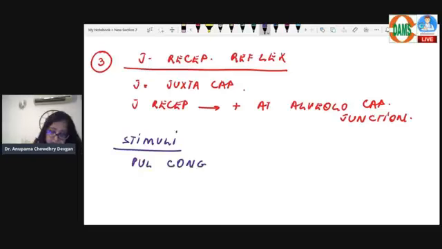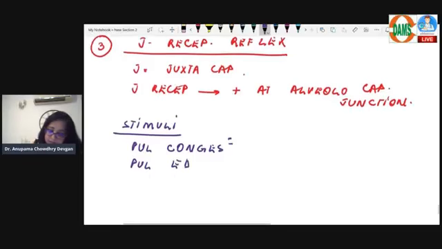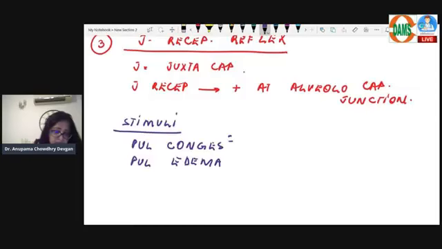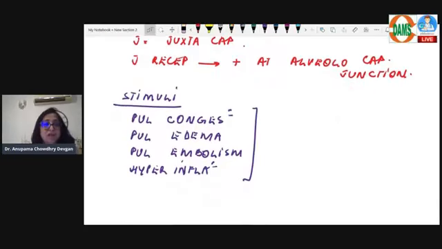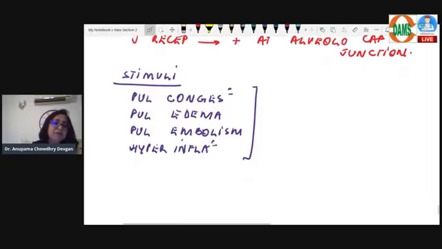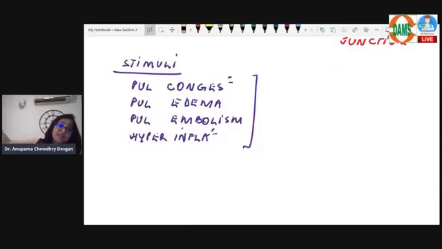Pulmonary congestion, pulmonary edema, pulmonary embolism, or even a hyperinflation of the lungs. All these are stimuli for the J receptors: pulmonary congestion, pulmonary edema, pulmonary embolism, hyperinflation. Hyperinflation means excessive inflation, right?